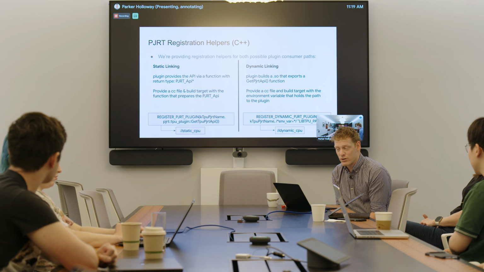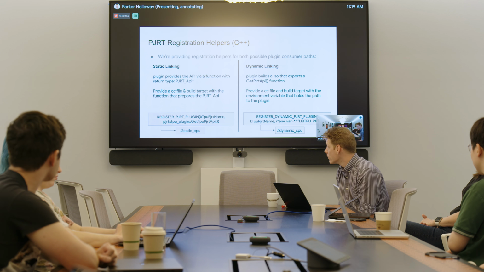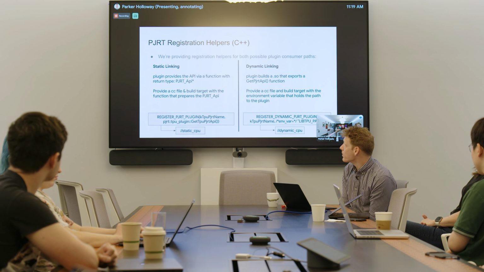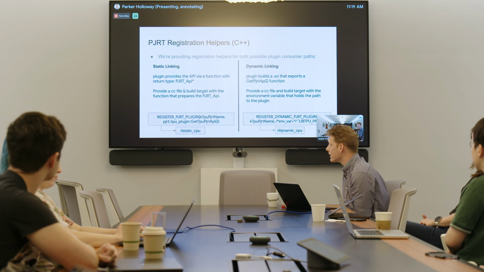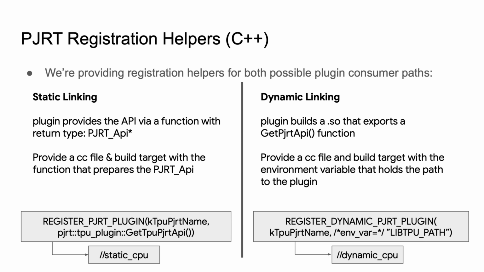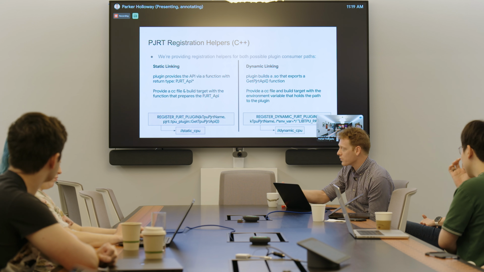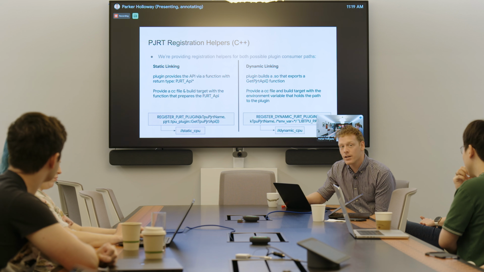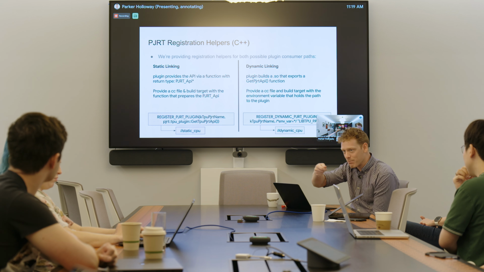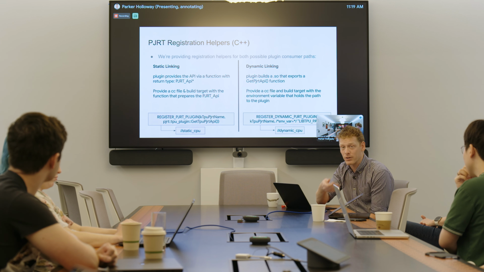You can provide a registration helper for either static linking or dynamic linking. The plugin provider gets this macro on the static side that registers a PJRT plugin with the name of the plugin and the function that returns its PJRT API. So this single CC file and that build target is the one-stop shop. You add that build dependency into your application, and now you have an application that uses that PJRT plugin.